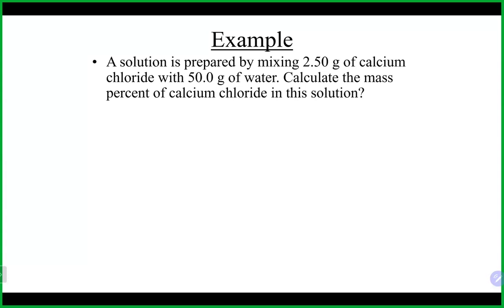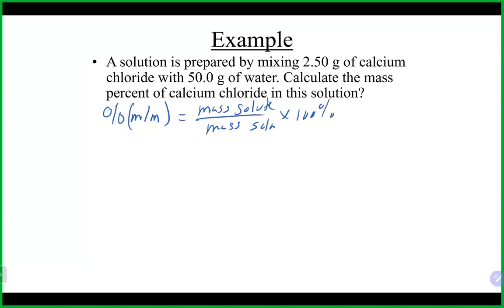Okay, let's take a look. So here, obviously, we're going to calculate the mass percent. So we'll go with our equation here. Our mass of our solute divided by the mass of our solution times 100%. So when we look at this here, we have 2.5 grams of calcium chloride. That is going to be our solute. It is the smaller number, or the smaller part of this solution.